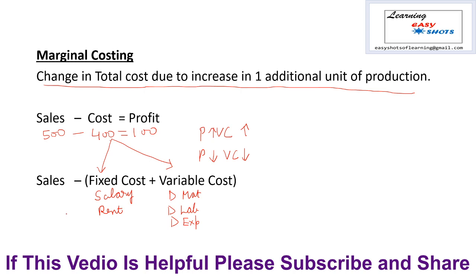Now, if we put these values in this equation, the selling price per unit is 500 and the fixed cost per unit is 100 rupees. So our variable cost is 300 and we get a profit of 100 rupees. So this sales includes number one, fixed cost, which is fixed irrespective of the number of units. Number two, variable cost, which varies with the production. And number three is profit.